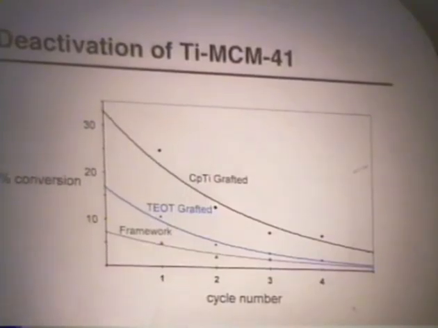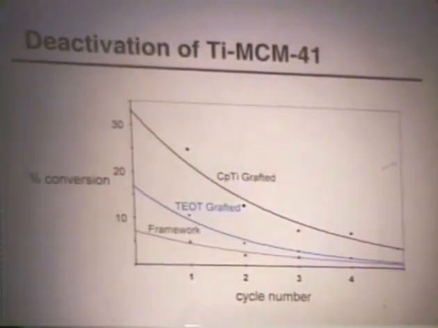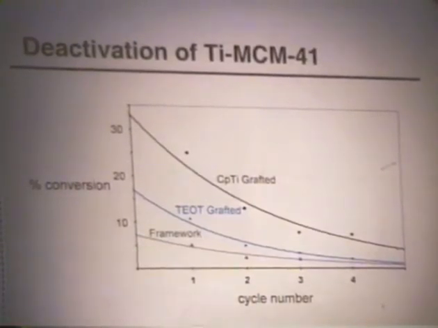These things all deactivate, and they deactivate fairly rapidly. We're losing 75% or so of the activity after just 3 to 4 cycles. The interesting thing is that they all appear to deactivate at about the same rate. If one plots this in a logarithmic fashion, the slopes of these lines are all about the same. So within some error, these things are probably deactivating at the same rate and perhaps deactivated by the same mechanism.